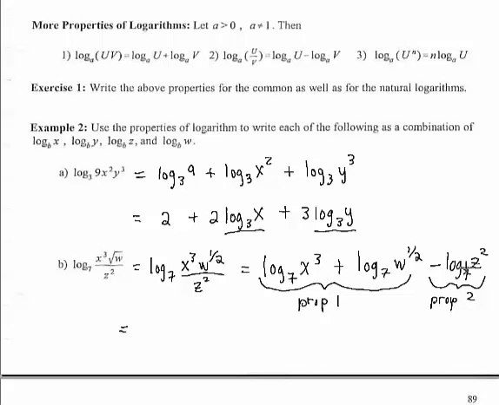And now we'll go back through, since our arguments have exponents, and we'll apply property 3, which tells us to just take the exponent of the argument and bring it to the front of the log. So log base 7 x to the third would become 3 times log base 7 of x. The 1/2 of the w would be brought to the front of the log.